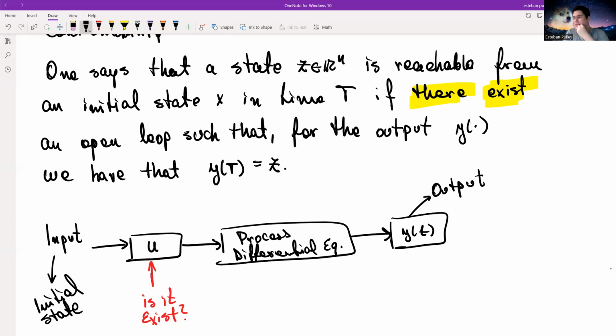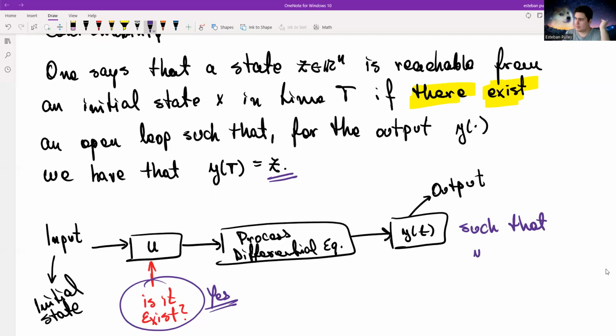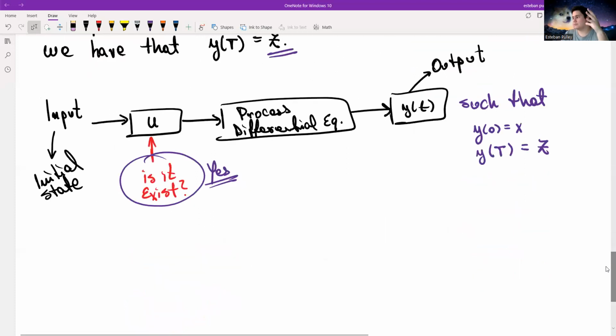the state C is reachable if I can determine this control such that in the initial time it is equal to the initial state, and in the final time t it is equal to C. Okay, so we are obtaining an idea of how this works.